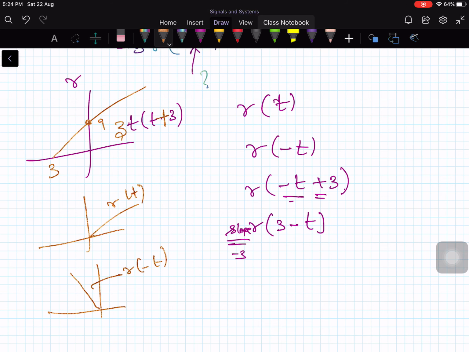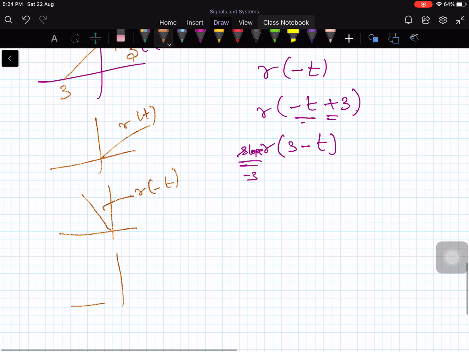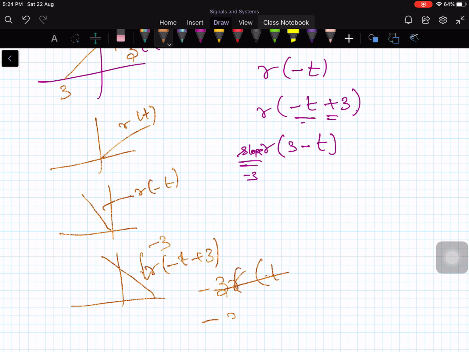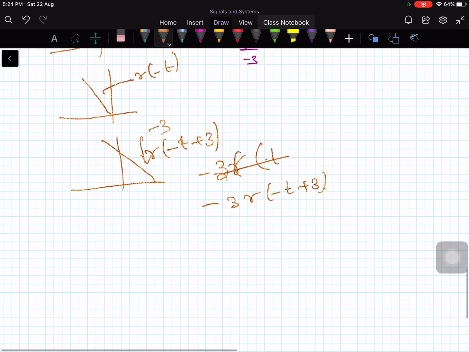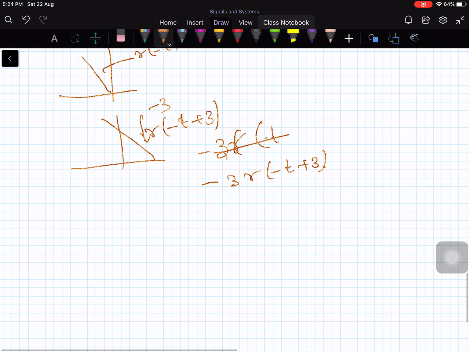If you shift to the right hand side, then, if you recall from our unit step function, this is r of minus t plus 3, and the slope here is minus 3. Therefore, minus 3 times r of minus t plus 3. That's it. Because if t exceeds 3, this becomes negative, and this becomes 0 here. This is 3 and this is 9. Very simple to describe.